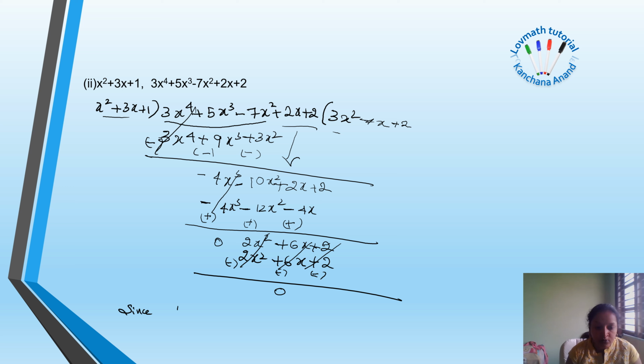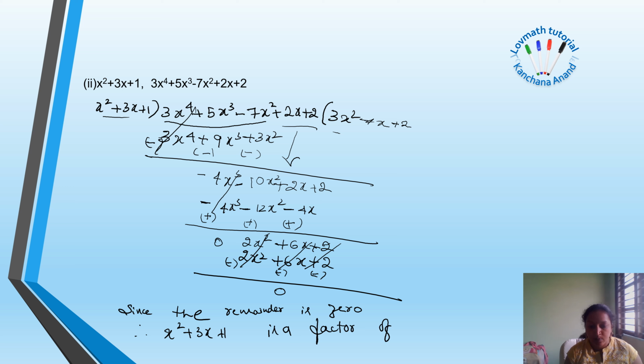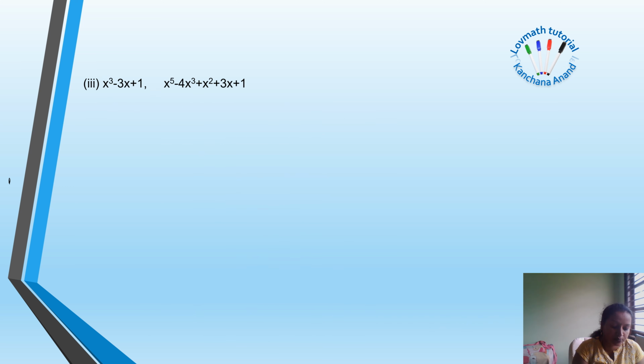Since the remainder is 0, therefore x square plus 3x plus 1 is a factor of 3x to the power of 4 plus 5x cube minus 7x square plus 2x plus 2. Now let us solve the next problem.